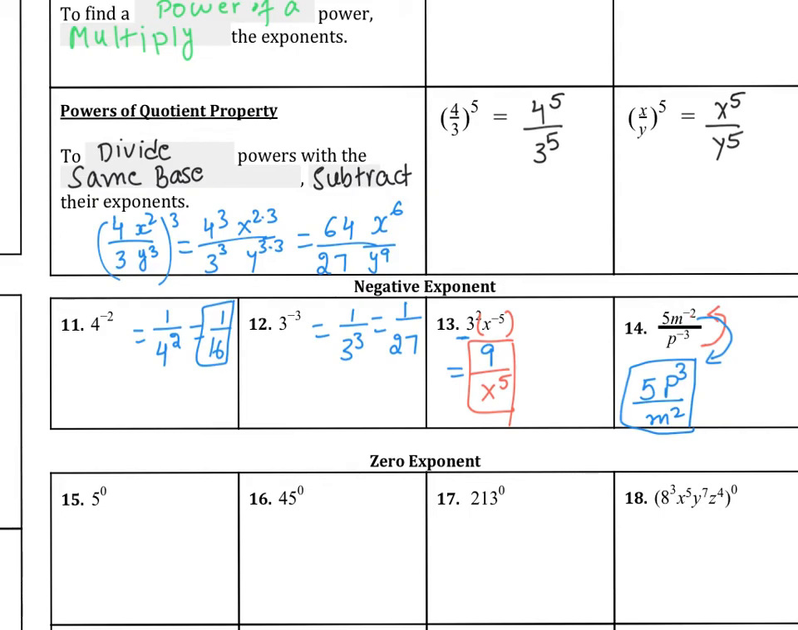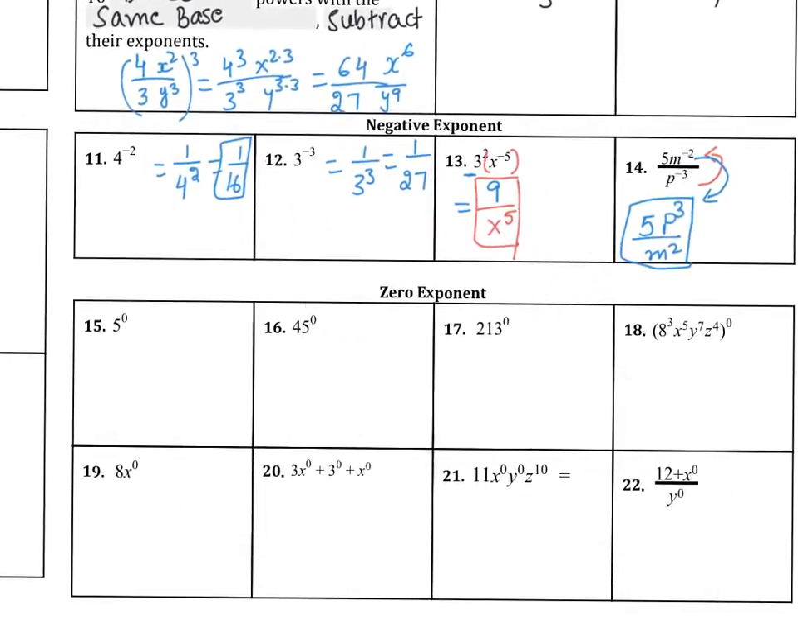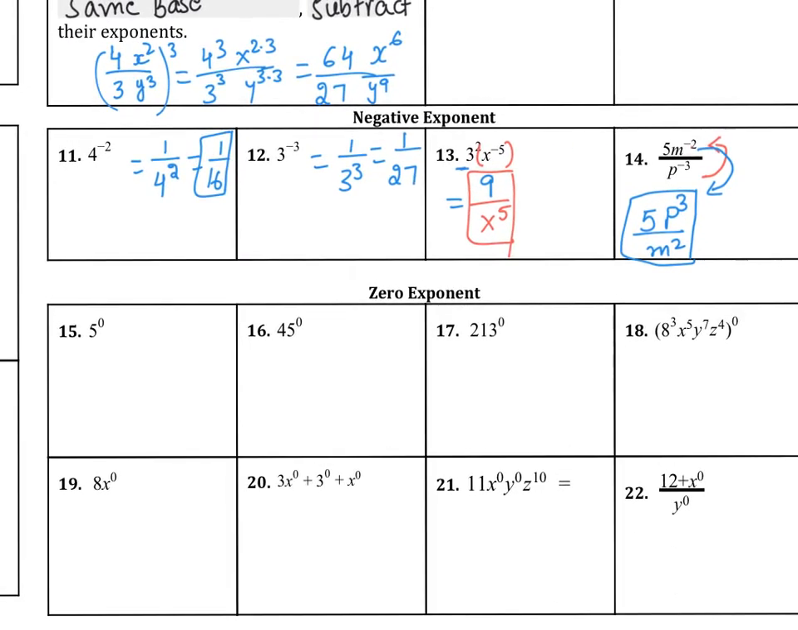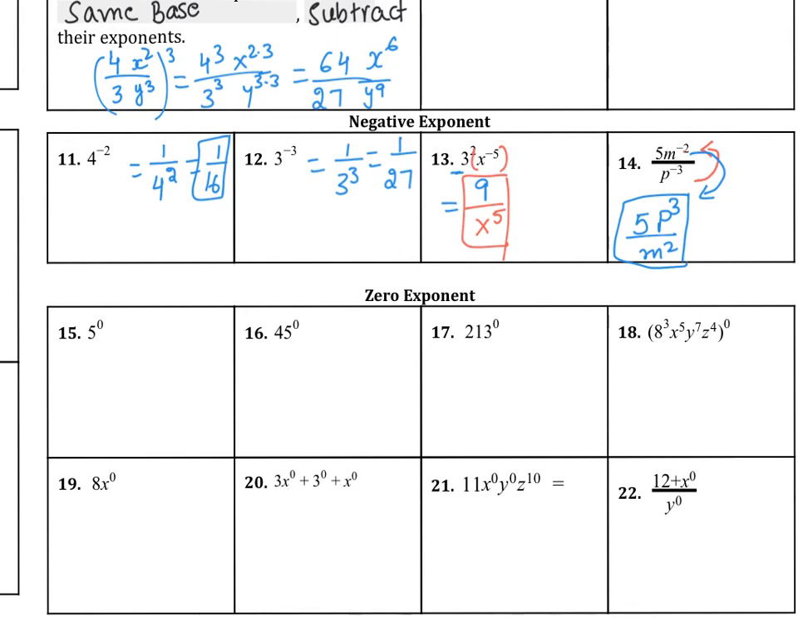Now let's look at zero exponent properties. Anytime you have an exponent of 0, you just write 1, because any number to the power 0 is 1. So if you have number 15, 5 to the power 0 is 1. 45 to the power 0 is 1. 213 to the power 0 is 1. This whole thing to the power 0 is 1. Any number, if the exponent is 0, becomes 1.